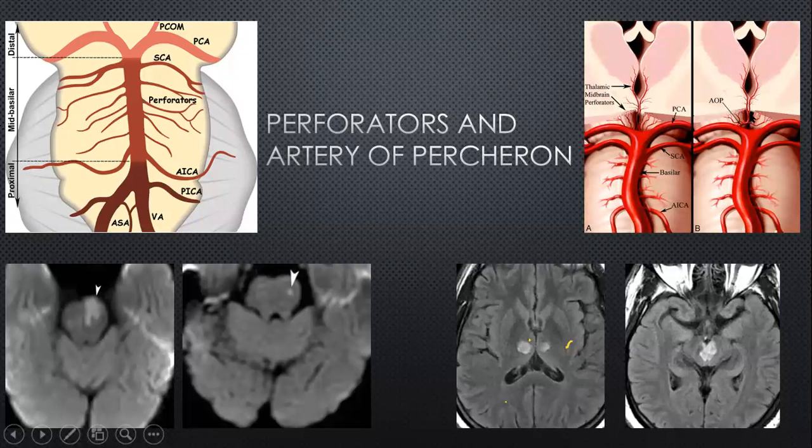What it does is that this artery will then supply both medial thalami and both sides of the upper midbrain. And if you have a thromboembolic occlusion of this vessel, it can result in infarction of both thalami or of the paramedian midbrain. So this is the occlusion of the artery of Percheron, giving rise to this appearance.